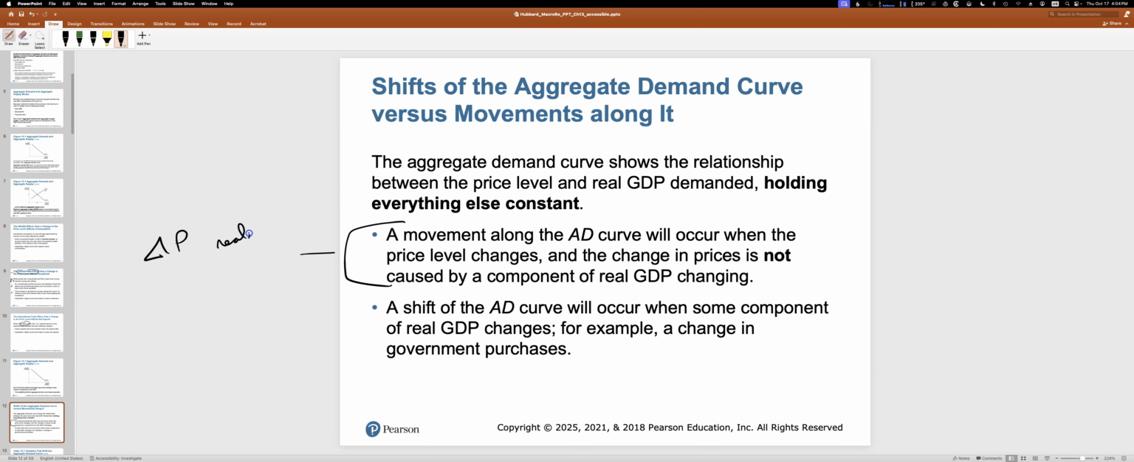Again, this is going to be our wealth effect, the interest rate effect, and the international trade effect. Everything else held constant, moving along the curve. If something else changes, other than price, then we shift the curve. What would one of those things be?